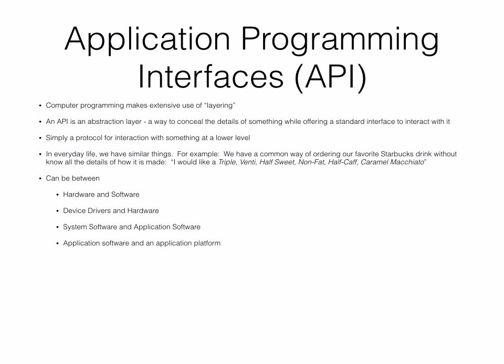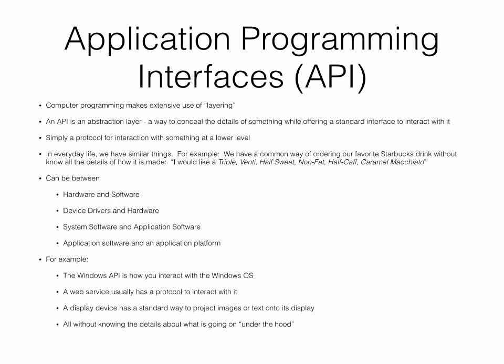I've stated this over and over again, but an API can be on many levels. It can be between hardware and software. It can be between device drivers and hardware. There can be system software and application software. It can be between application software and an application platform. So effectively, there's an interface between hardware and software. There's an interface between a device driver and the actual hardware. There's an interface between system software and application software. And there's an interface, or a way you interact with application software, with respect to an application platform.